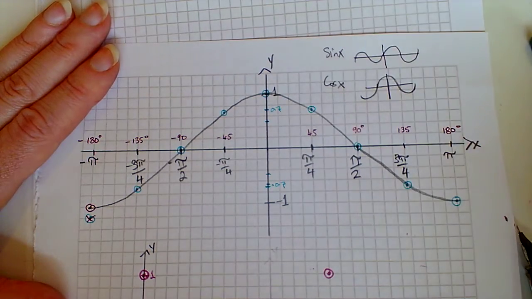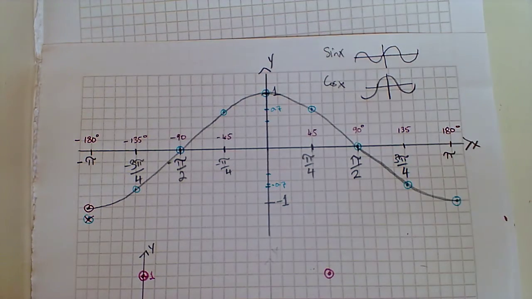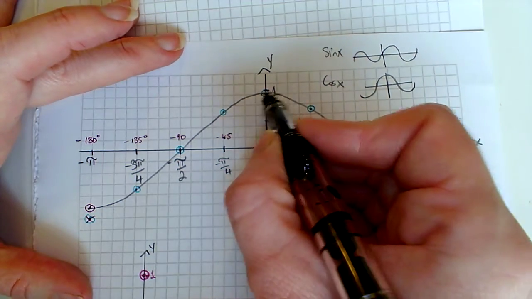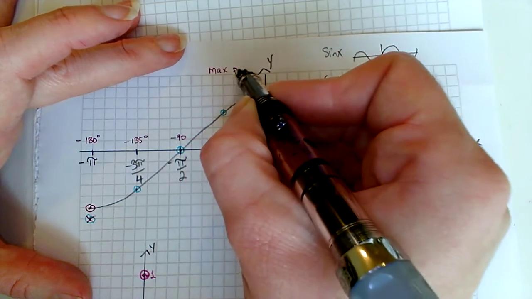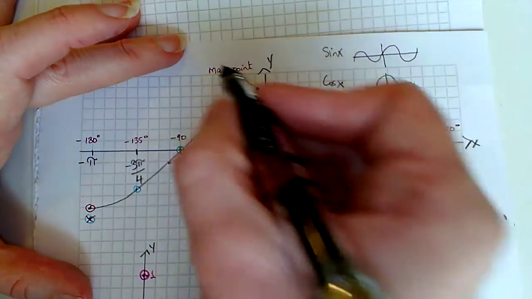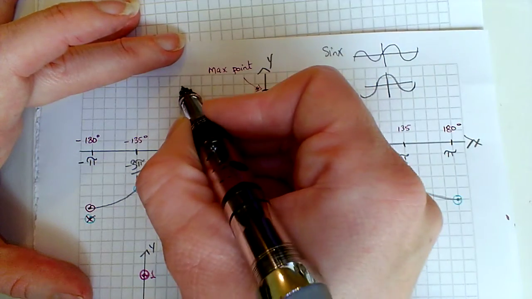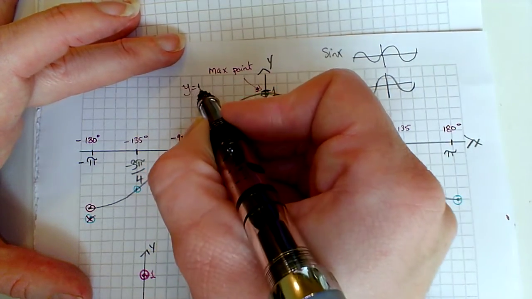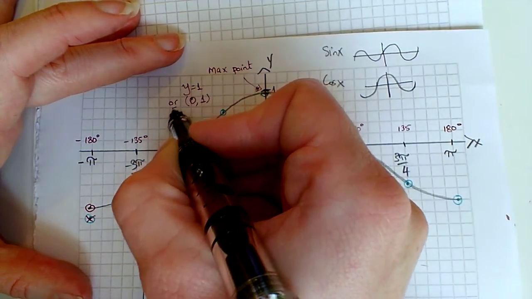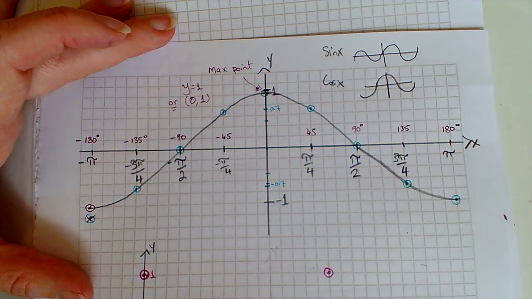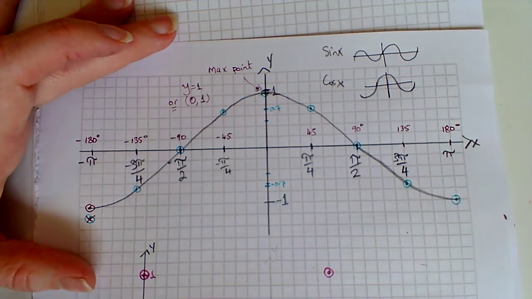There was a follow-up question here where you were asked to estimate the maximum point of the curve in this domain. So the maximum point is just up here. It's our max point. And the max point is y equal to 1. Or you might call it 0, 1. So there's the maximum point of our graph. Okay, that's cosine. We're going to look at it in the notes in the second video that I do.